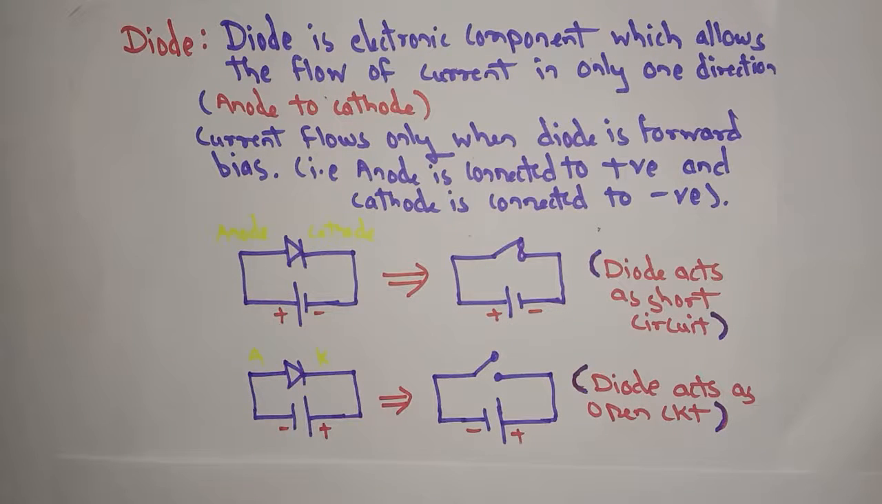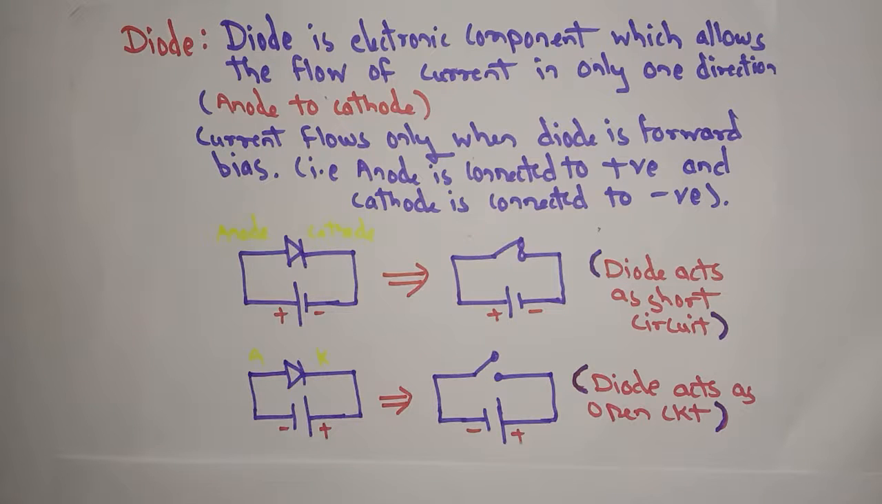Diode. A diode is an electronic component which allows the flow of current in only one direction, that is, from anode towards the cathode. Current flows only when the diode is forward biased, that is, the anode is connected to the positive terminal of the battery and the cathode is connected to the negative terminal of the battery.